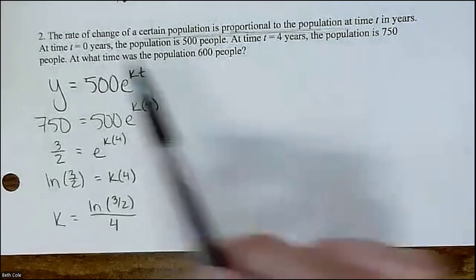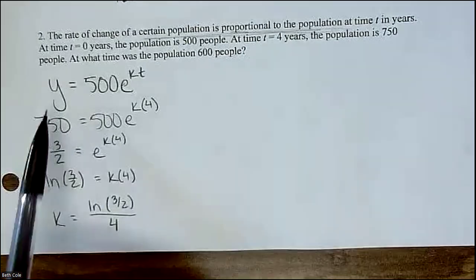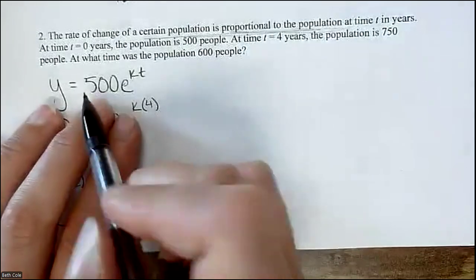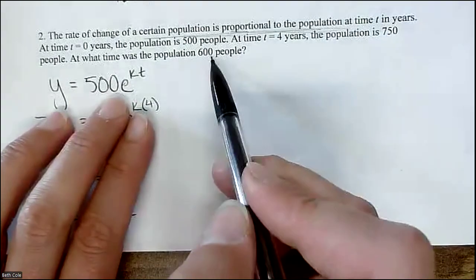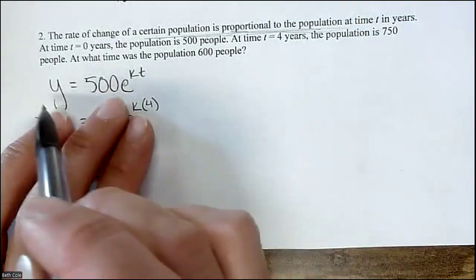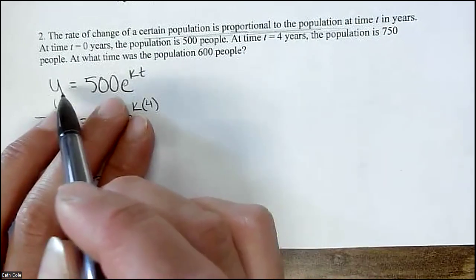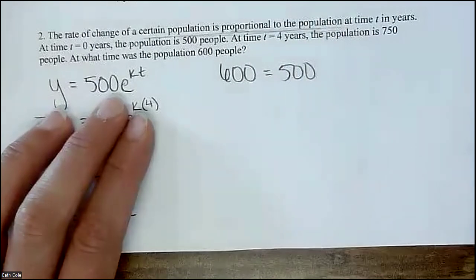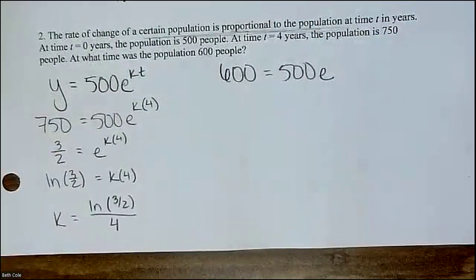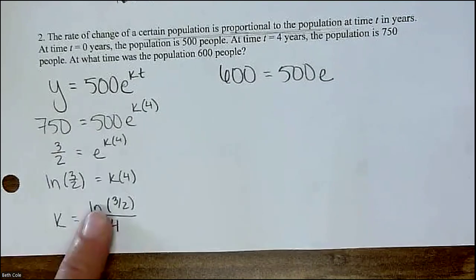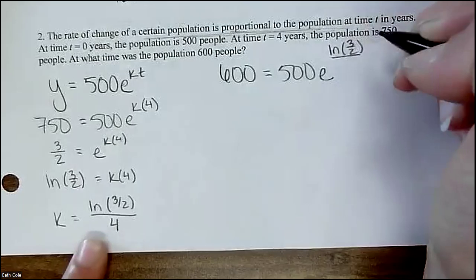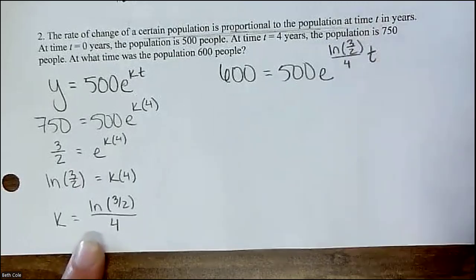All right, so then to answer the next part of the question, we found our k value. At what time was the population 600 people? So we're going to go back to the beginning. Where is the 600 going to get plugged in, if it's the amount of people? Y. Good. So it's going to be 600 equals 500 e to the power. Now, what is k? Yeah, it's going to be messy. It's not hard. You just have to rewrite it. ln 3/2 over 4 times t.